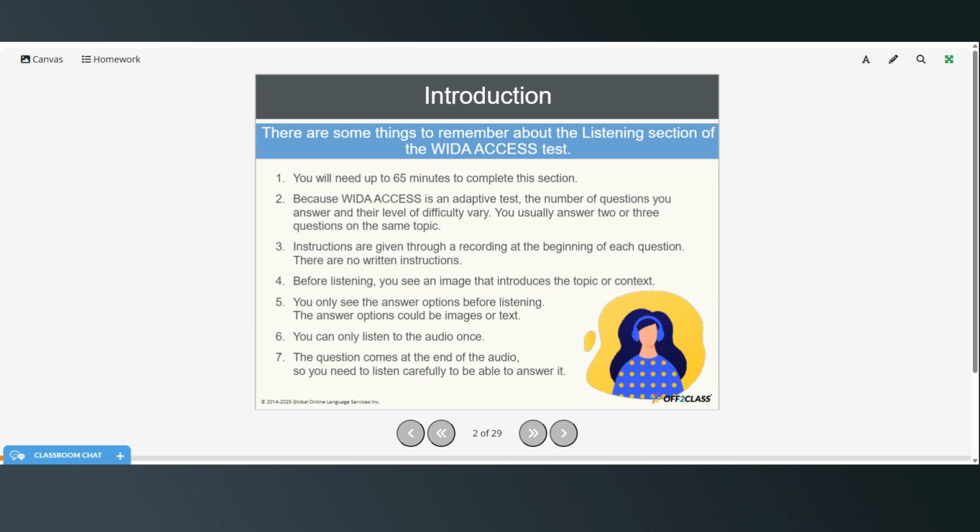Before listening, you'll see an image that introduces the topic or context, and you only see the answer options before listening. The answer options could be images or text. You can listen to the audio only once, and the question comes at the end of the audio, so you need to listen carefully to be able to answer it.